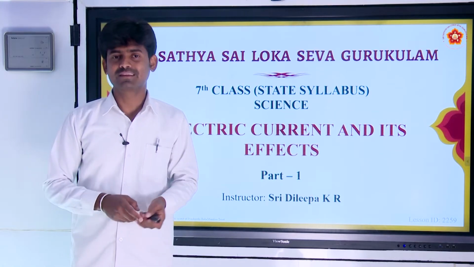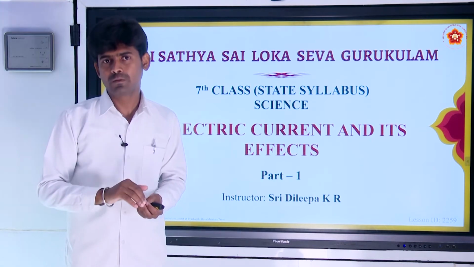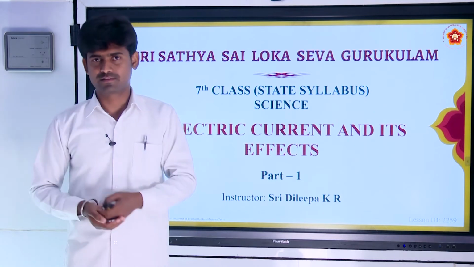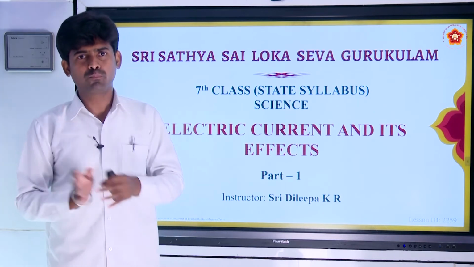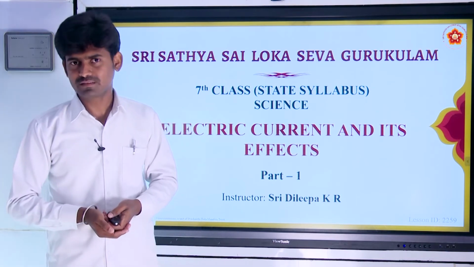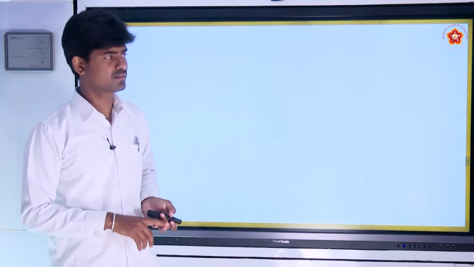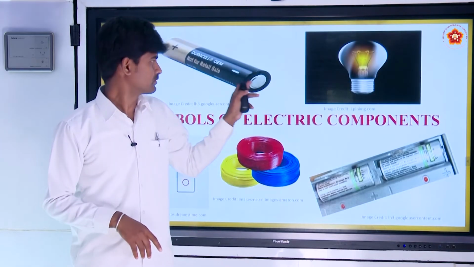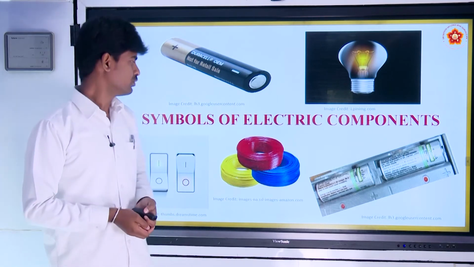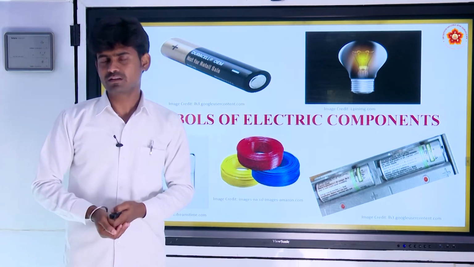Electric current means there is a flow of electric charges from one end to the other end. There are so many electric components used in electrical appliances. We can see bulb, switch, cell, battery, wire, and all those things. There is a symbol for each of the electrical components.